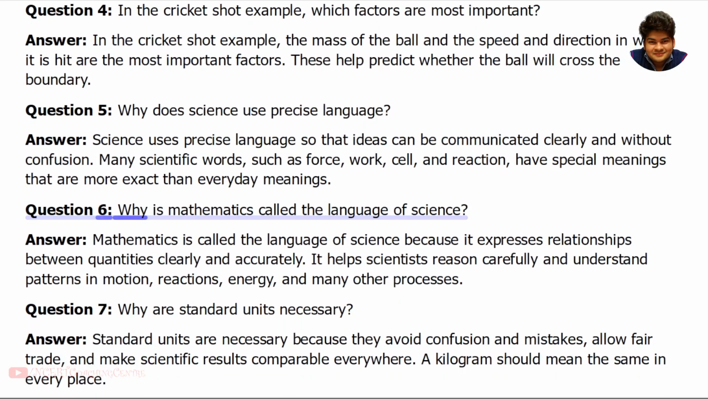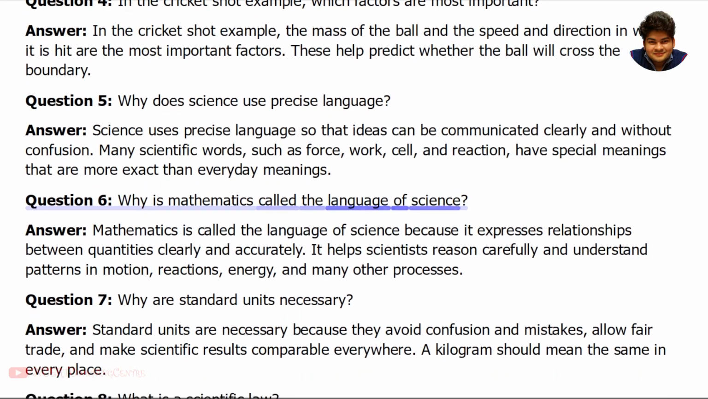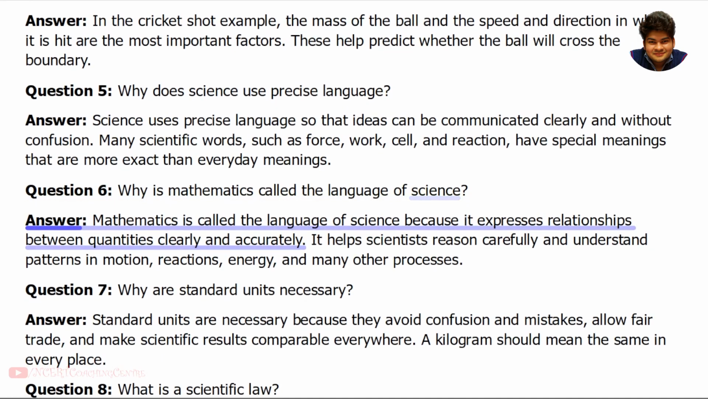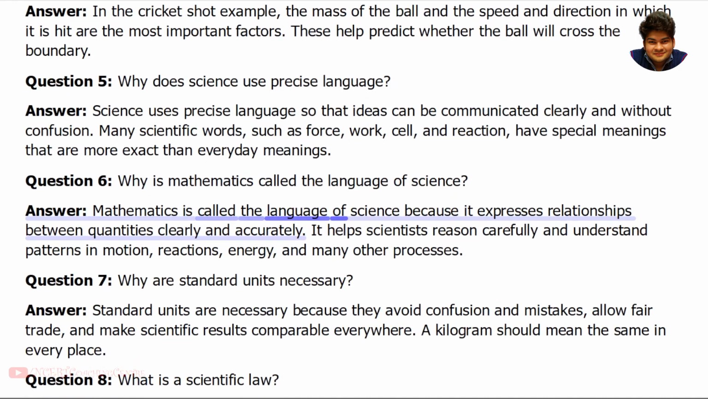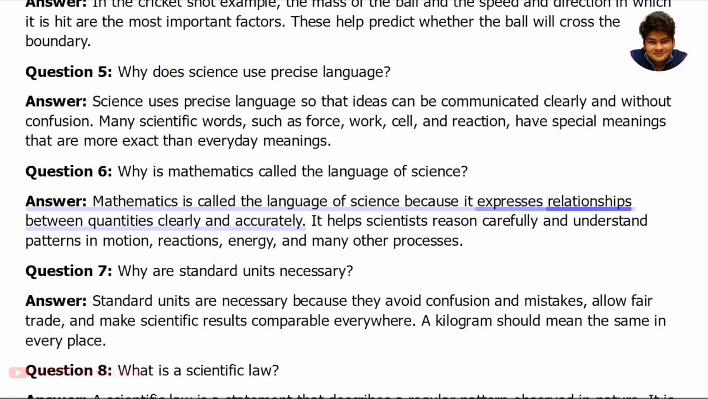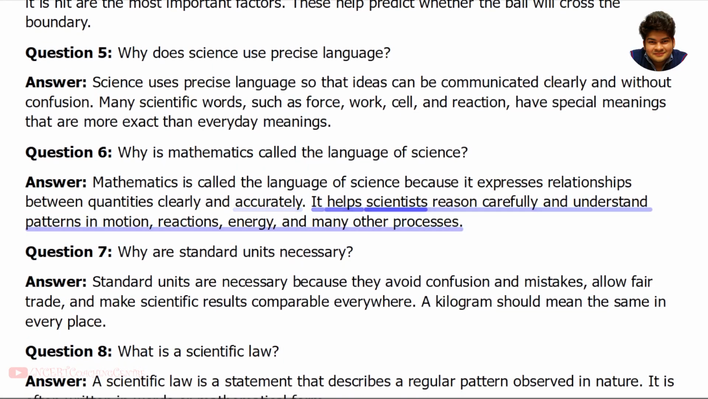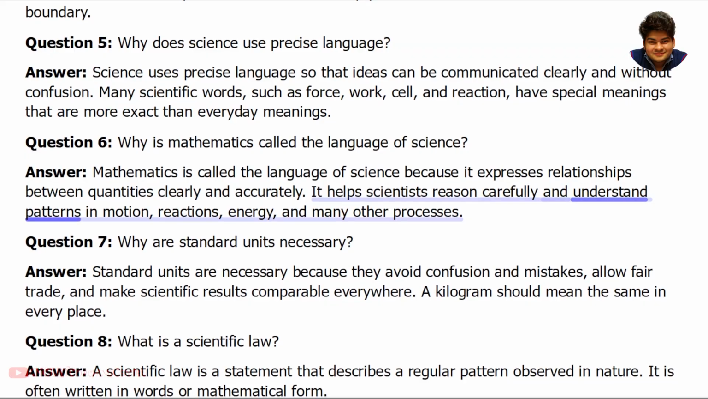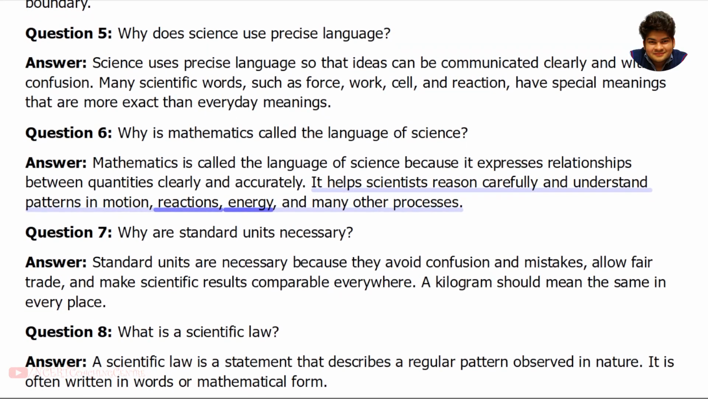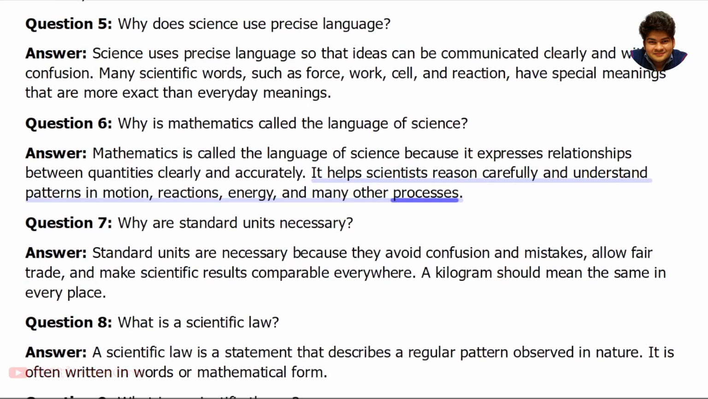Question 6. Why is mathematics called the language of science? Answer: mathematics is called the language of science because it expresses relationships between quantities clearly and accurately. It helps scientists reason carefully and understand patterns in motion, reactions, energy, and many other processes.